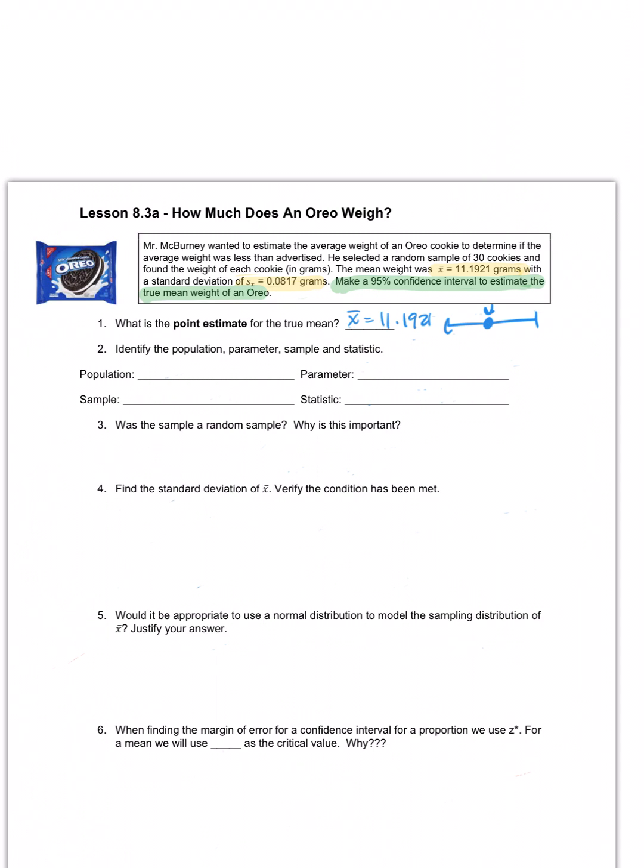All right. Then we're going to look at identifying, again, population, parameter, sample statistic. What is the population we're interested in here? All Oreos. Good. And the parameter, what is it about Oreos we're looking at? The true mean weight. Specifically, remember when it's parameter, we use mu. The sample, he took a sample of size 30 Oreos. And the statistic is the result of that sample. He found it to be 11.1921 grams.